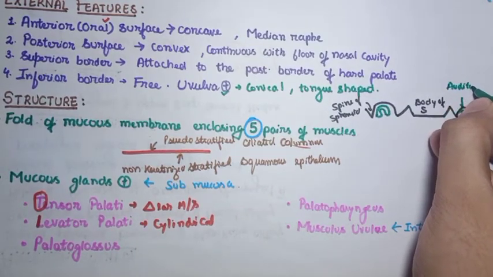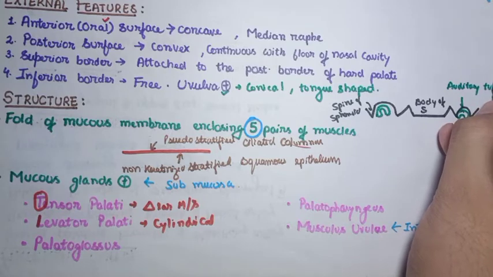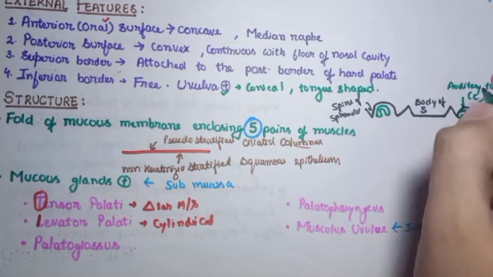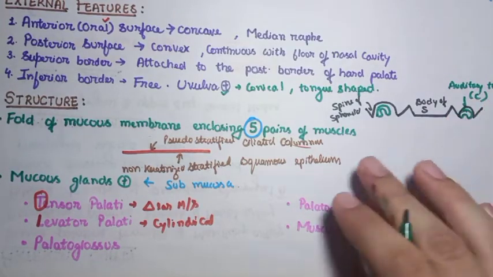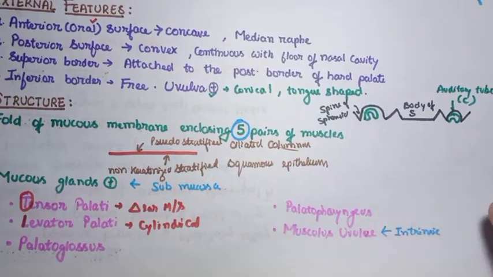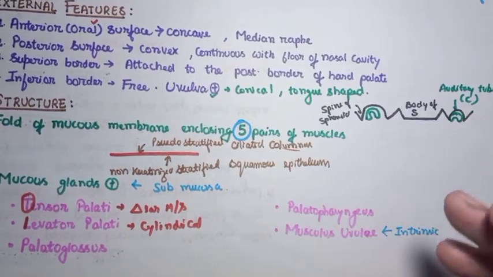Auditory tube. And which part? Cartilaginous. It has two parts, cartilaginous and bony. So which part lies here? In this part of the cross section we have the cartilaginous part.